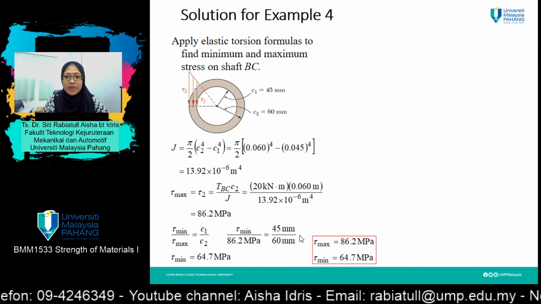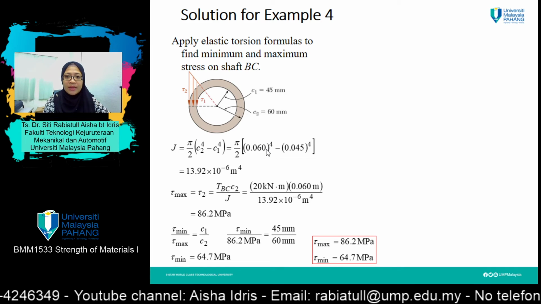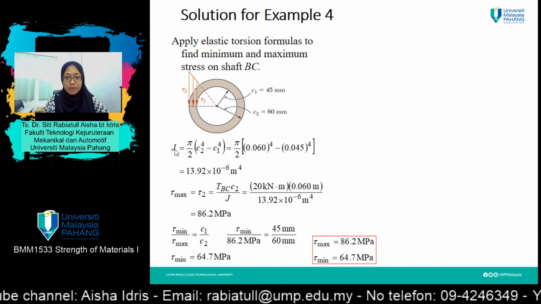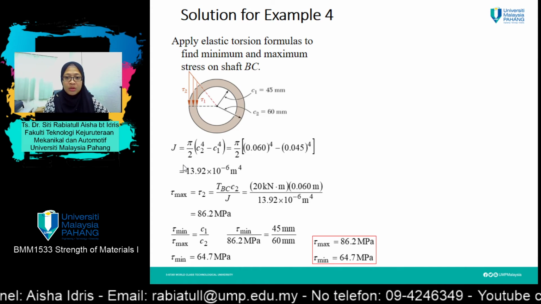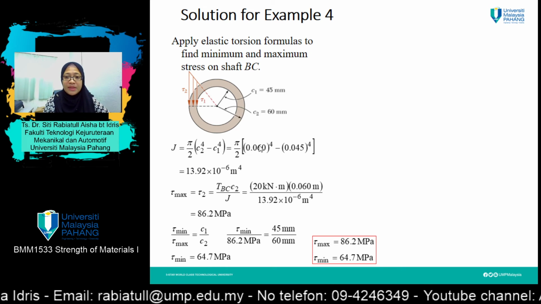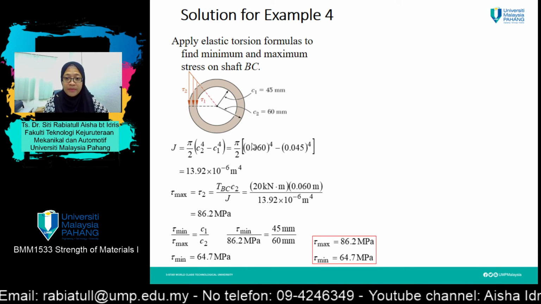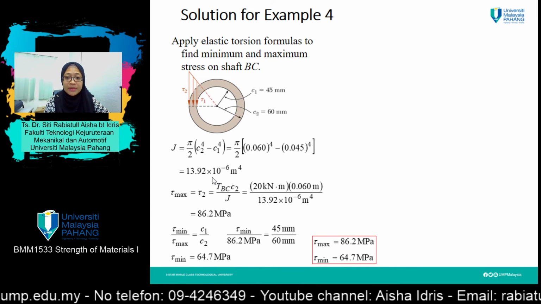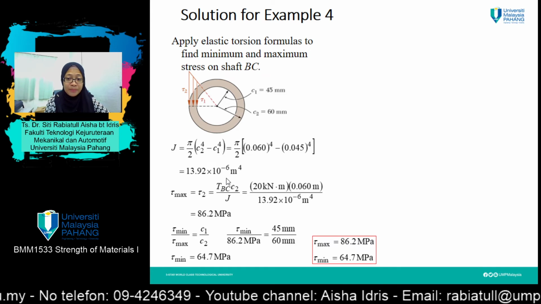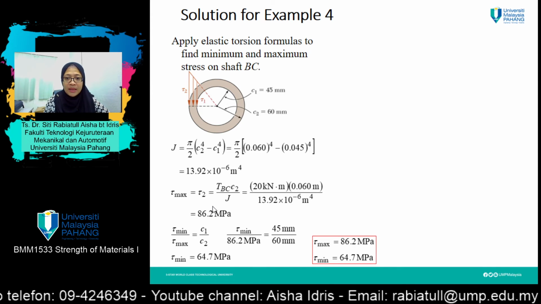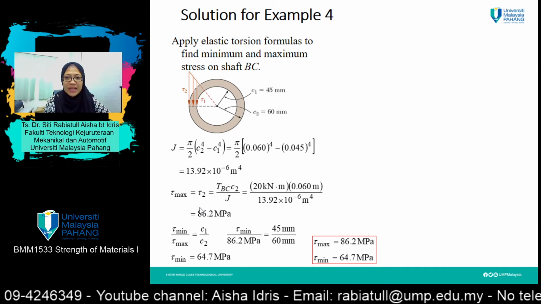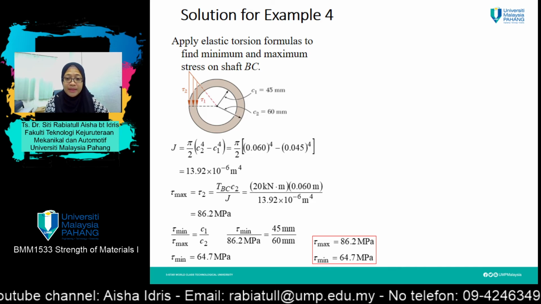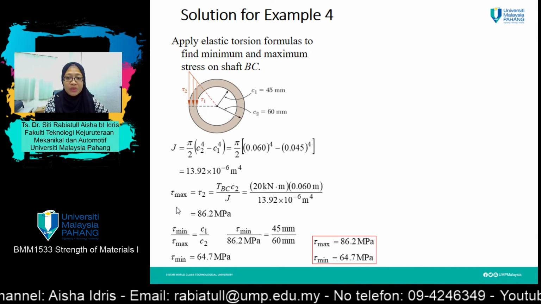After that, we know that shaft BC is hollow, and therefore you need to apply the moment of inertia for a hollow shaft, and substitute all the data given. You'll get the value of J, which is equal to 13.92 times 10 to the power of -6 m to the power of 4. And then the question asks you to find minimum and maximum shear in shaft BC. So tau equals TR over J.